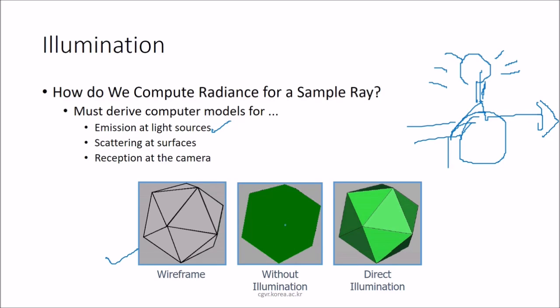This is a wireframe. This is without illumination. This is just a wireframe, and here you have some texture of it. But when you have direct illumination, see, this is now looking like an actual 3D object. So this is the power of illumination.